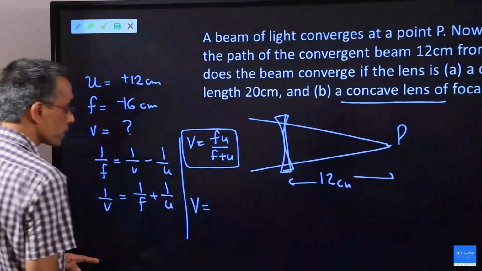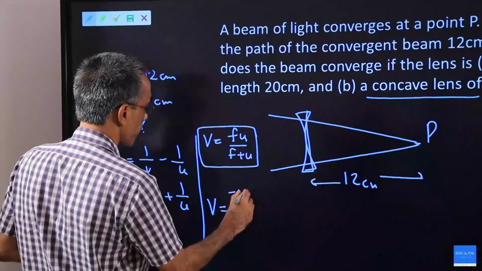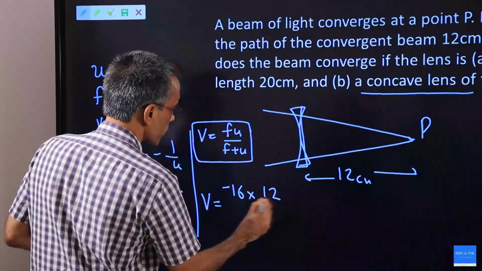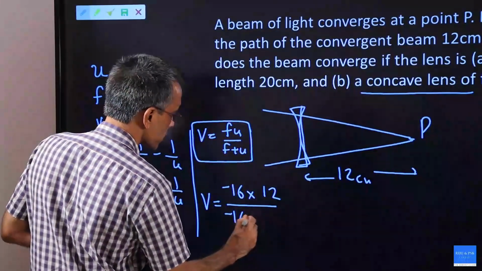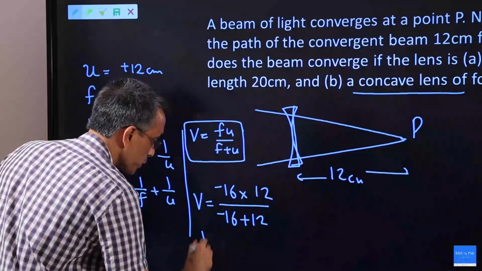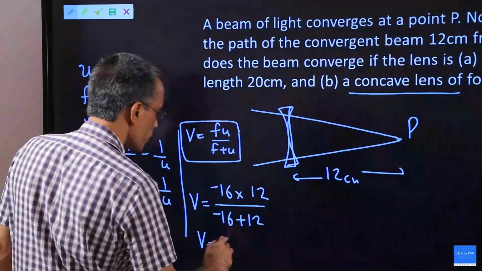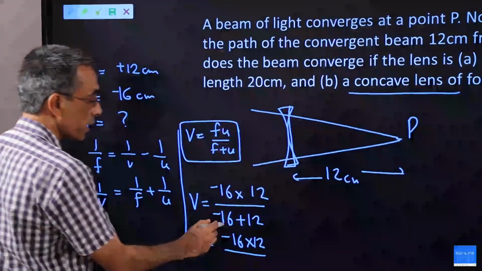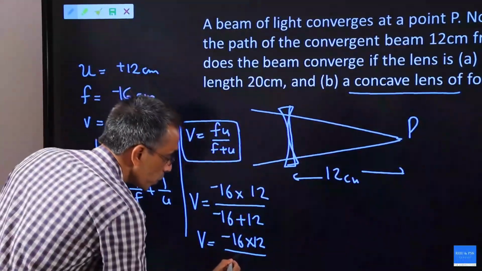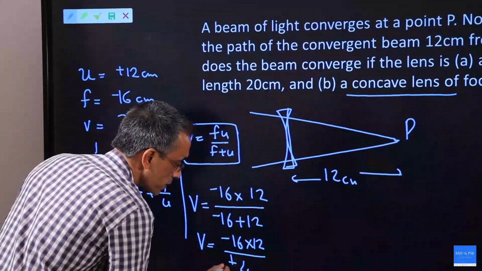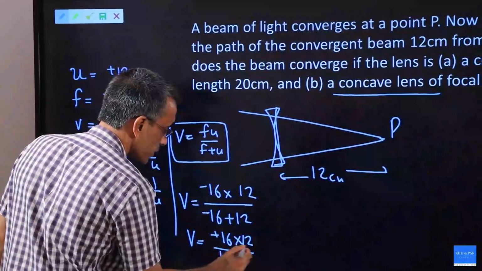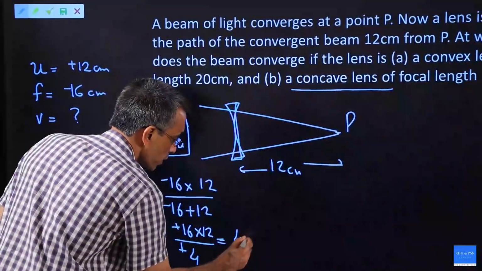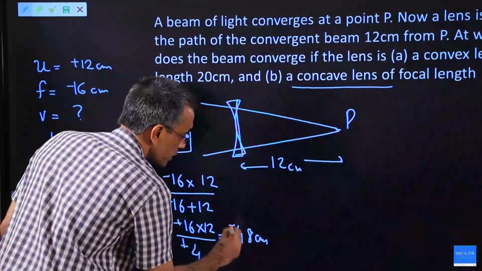V is equal to, F is given. F is how much? Minus 16. U is equal to 12. Divided by minus 16 plus 12, this gives you V equal to minus 16 into 12 divided by minus 16 plus 12, which gives you minus 4. So minus and minus cancel, and you'll get 16 by 4 is 4, 4 12s are 48. So you'll get 48 centimeter, which is positive 48.